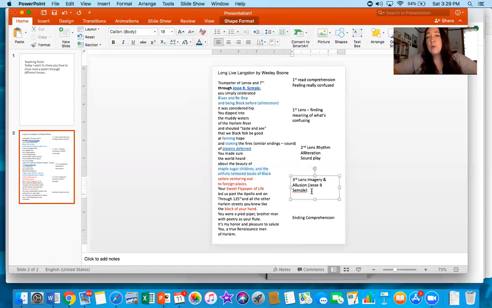So poetry's cool because it's like a little puzzle that you have to solve and uncover things to figure it out. So you can kind of see how I've gone through. I read first, feeling pretty confused. Then I had a lens of uncovering information. So I'm searching for things I don't know. I'm Googling things, I'm getting information. Then I was looking through the lens of rhythm. I found some alliteration and some sound play. Then I looked specifically at imagery. I showed you one example of allusion.